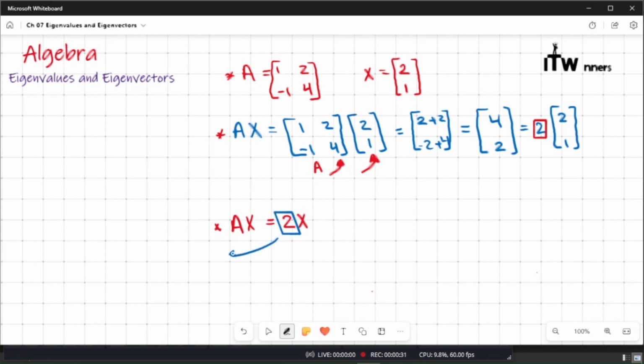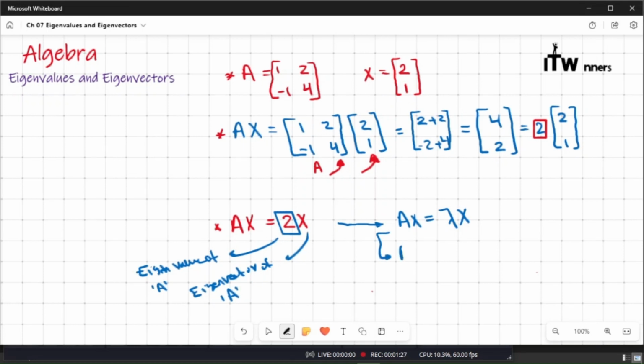So I can say that 2 here is the eigenvalue of matrix A, and x is the eigenvector of matrix A. To generalize that, we can write this as Ax equal to lambda, which refers to the eigenvalue, into x.